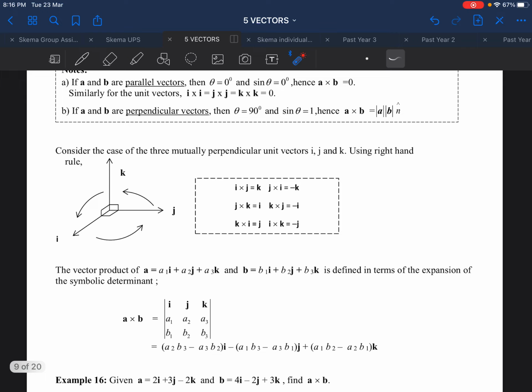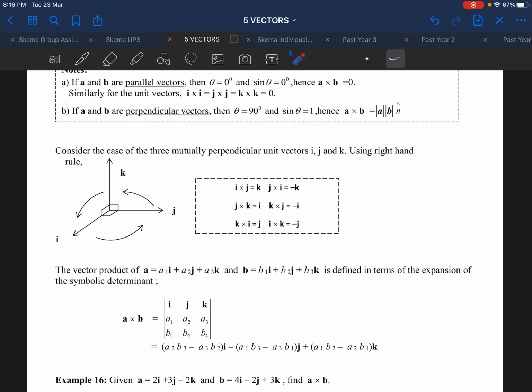Kalau kamu tengok kat sini kita ada I cross J. Vector I cross dengan J, kita akan dapat perpendicular dengan dia, which is vector K. Kalau J cross dengan K, kita akan dapat perpendicular dengan dia, which is vector I. Kalau K cross dengan I, kita dapat yang perpendicular dengan dia, which is vector J.